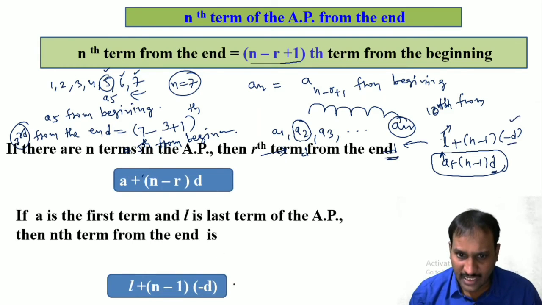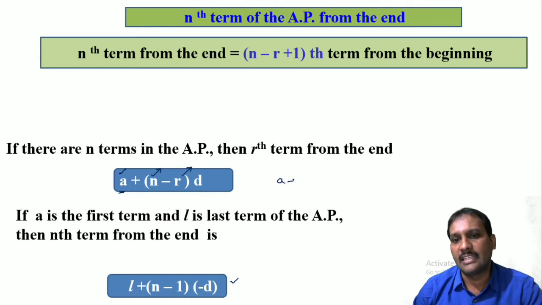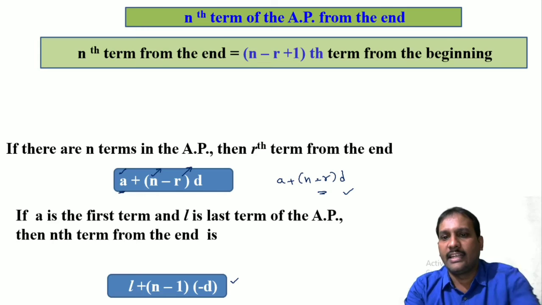So this is what I have explained just now. Or you can write like this: if A is the first term and there are n terms, and if I want the rth term from the end, you can write it as a plus n minus r into D. So we'll do problem by problem so that you will understand it clearly.